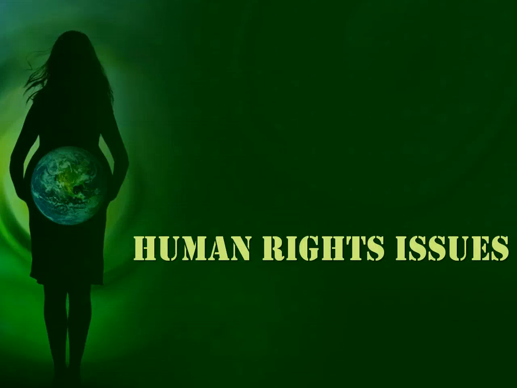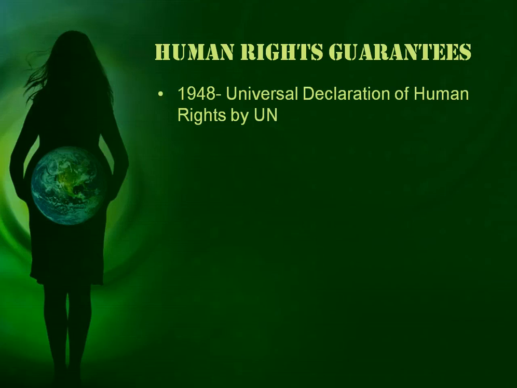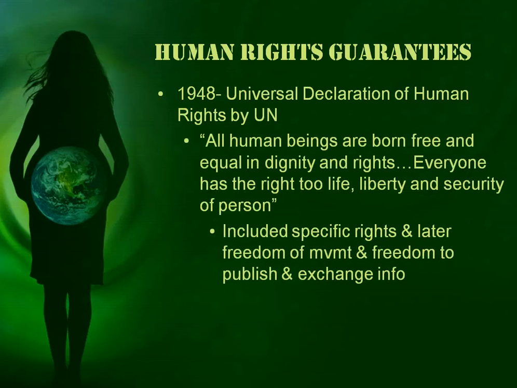Human rights issues. Going back to 1948, after the Holocaust, the Universal Declaration of Human Rights was drafted by the UN. This said that all human beings are born free and equal in dignity and rights. Everyone has the right to life, liberty, and security of person. Later, it was also specified that freedom of movement and freedom to publish and exchange info were also included in this. Now, this is not a binding declaration. Countries have to agree to it.